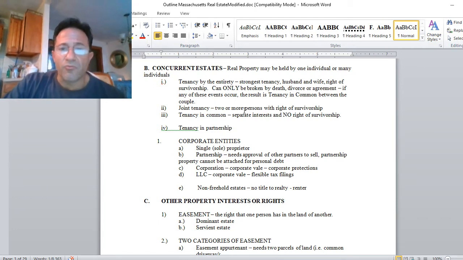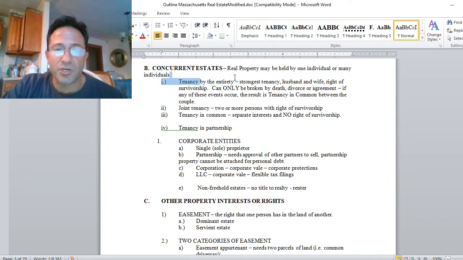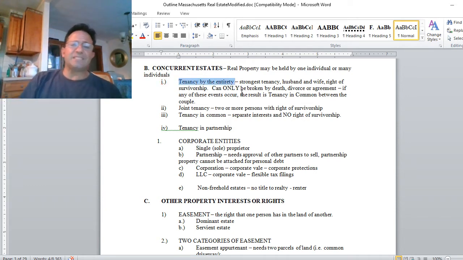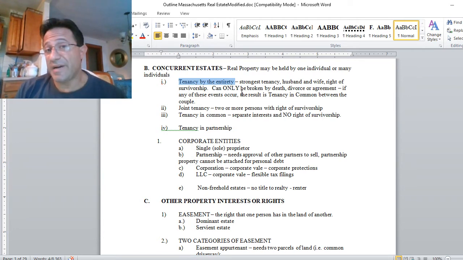So real property may be held by one individual or many individuals. So what happens when you have more than one person? Well, the first type of a concurrent estate is a tenancy by the entirety. Now, for a tenancy by the entirety to exist, the parties have to be married. So I typically will say husband and wife tenants by the entirety on the deed, or married couple tenants by the entirety on the deed.